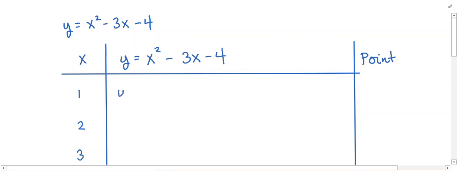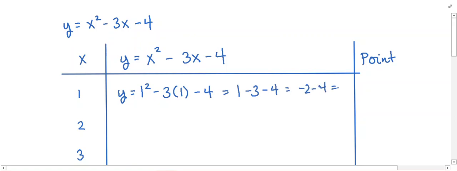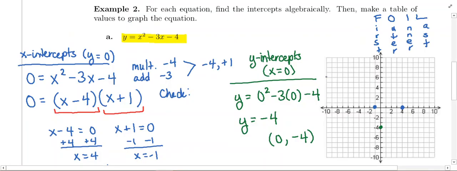We're going to plug in each one to our equation. So if x is 1, we're going to get that y is equal to 1 squared minus 3 times 1 minus 4. That's going to give us 1 minus 3 minus 4, so that's going to be negative 2 minus 4, which is negative 6. That tells us that if x is 1, y is negative 6. So that is the point we need to plot. Let's go back over here. We're going to plot 1, negative 6.